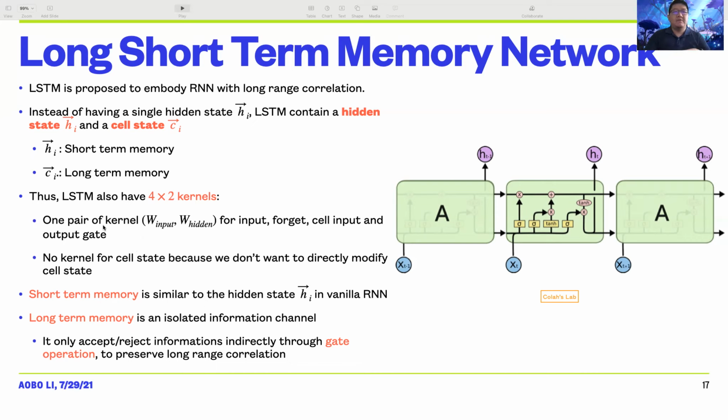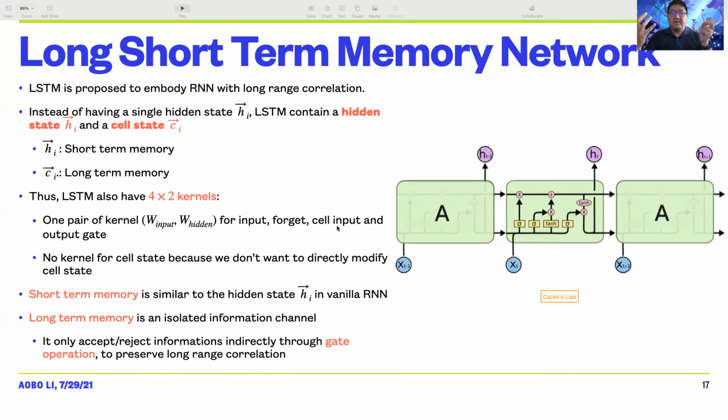Because of this, LSTM actually has 4 times 2 kernels. We have one pair of kernels, W input and W hidden, for each of 4 gates, which are the input gate, forget gate, cell input gate, and output gate. We will talk about what these four are in the next few slides. And we have no kernel for cell states because we do not want to directly modify the cell state. Remember, the cell state represents the long-term memory, and we want to keep the long-term memory kind of constant, and we don't want to directly modify it.